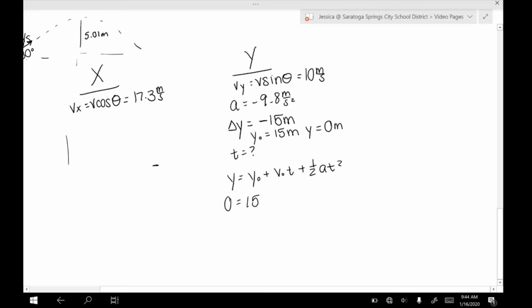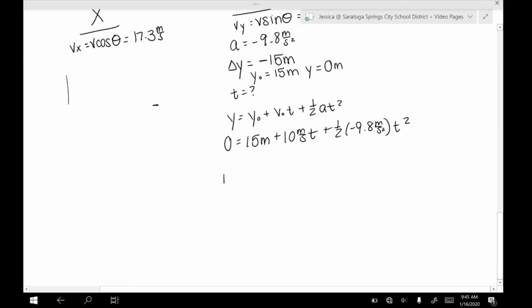This is 15 meters plus 10 meters a second times time plus 1/2 times negative 9.8 meters a second squared times time squared. Now, unfortunately, the only way to solve this problem is with the quadratic equation. So the idea that t equals negative b plus or minus the square root of b squared minus 4ac, all over 2a. And you're probably thinking, why would anybody ever have us do that on a test? Realistically, you would not have to do this on a test, but it's important to know how to do it.